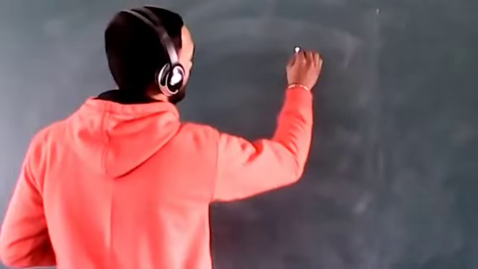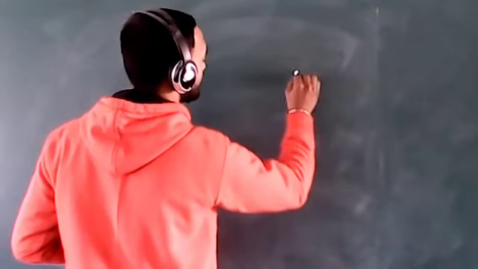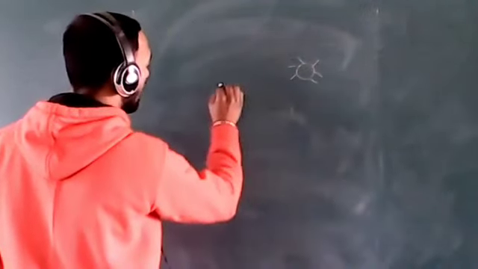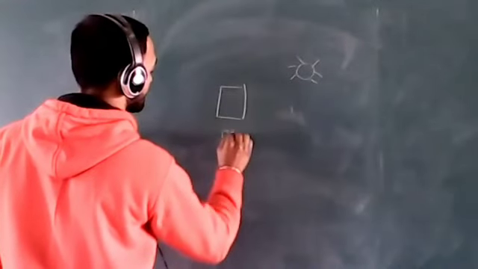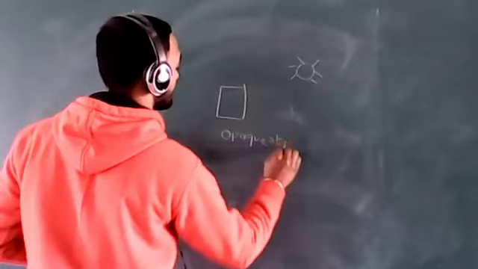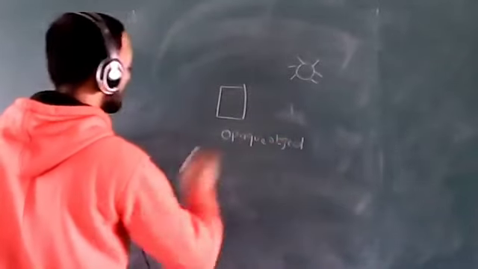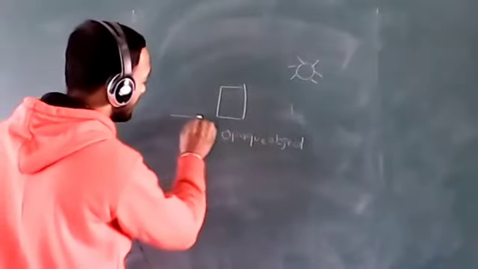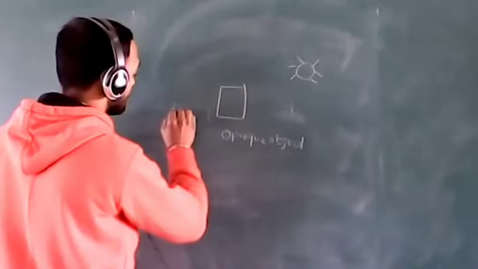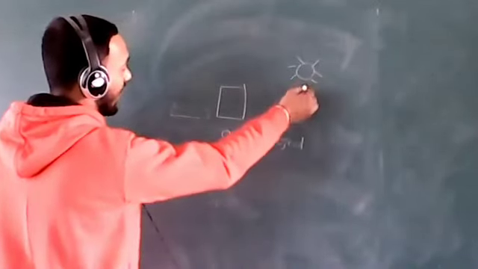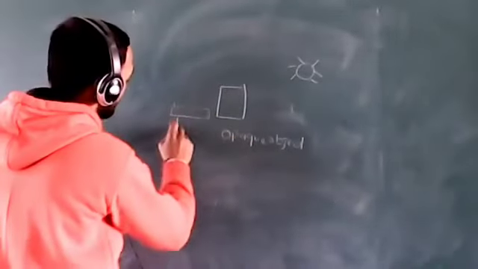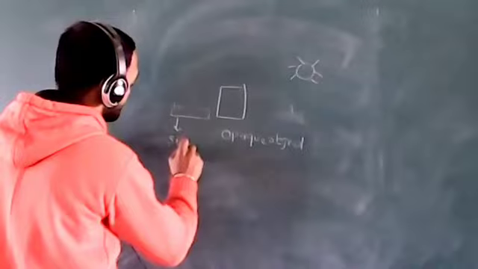Suppose this is the light source, and there is an opaque object. So what you observe is that there will be a dark area on the other side of the object, opposite the light source, whether it is the sun, a torch, or anything. So this is called a shadow.